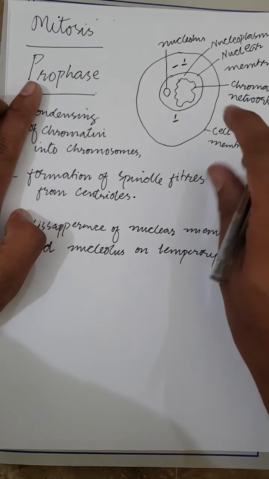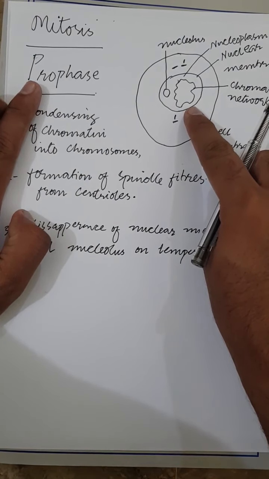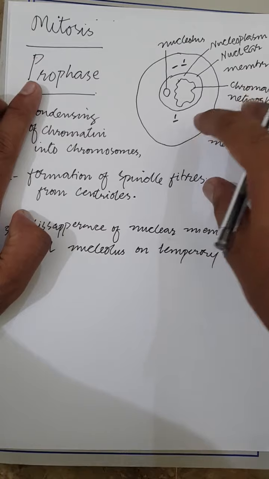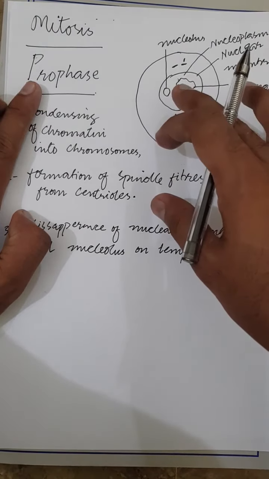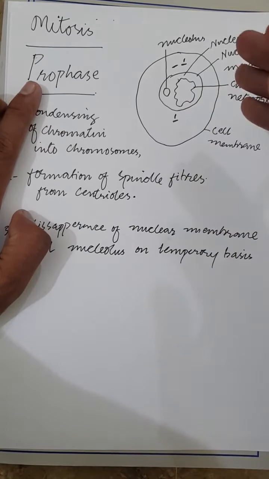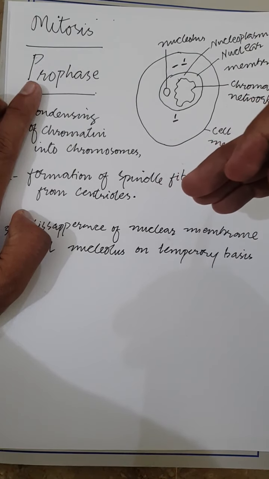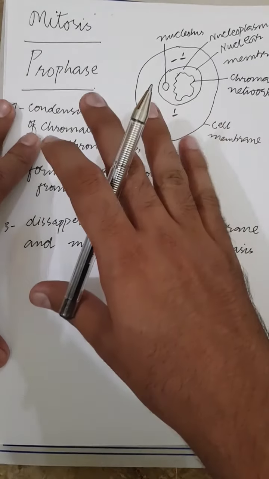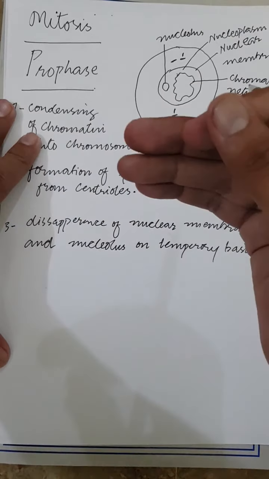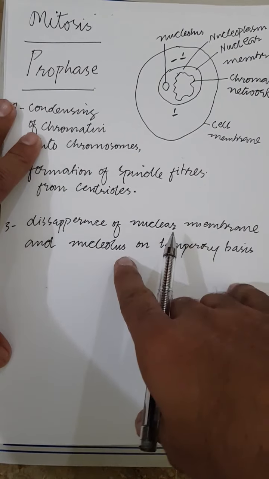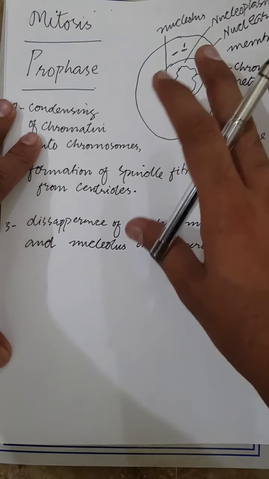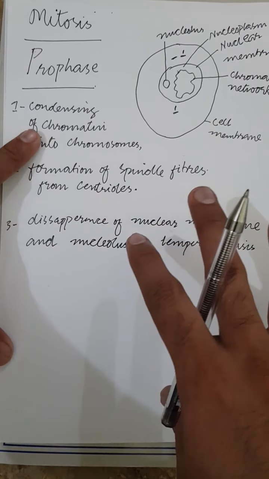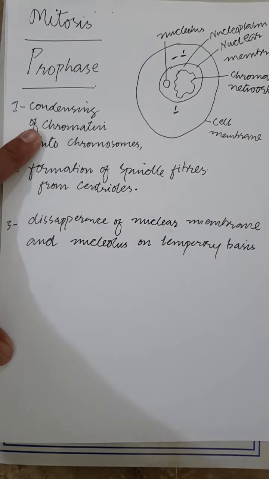In the prophase, this nuclear membrane which you are observing and this nucleolus will disappear for some time when these chromosomes are divided into the two daughter nuclei. Then at the time of this mitosis phase, when it ends, this nuclear membrane and nucleolus will reappear again, but they will not reappear in the prophase; they will disappear in the prophase on a temporary basis.